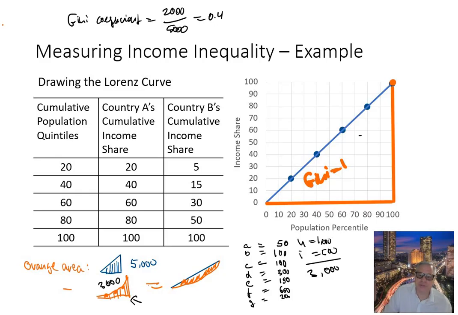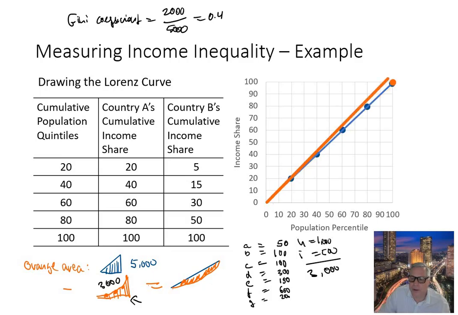And of course, if there's no area between the equal opportunity line and the Lorenz curve, so if the Lorenz curve also looks like this, well then there's no area in between, and the Gini coefficient is 0, and that would mean perfect equality.